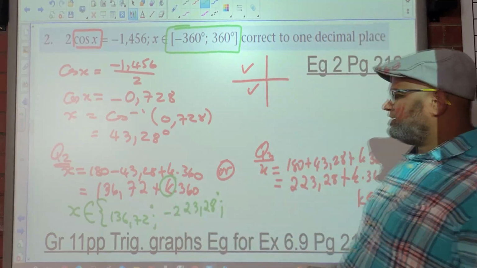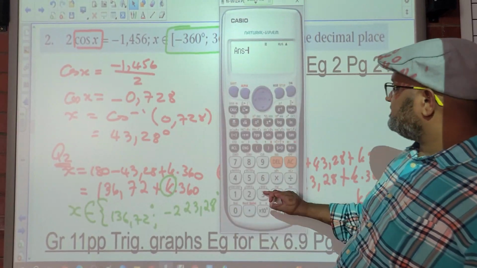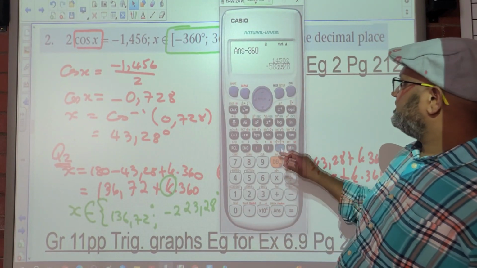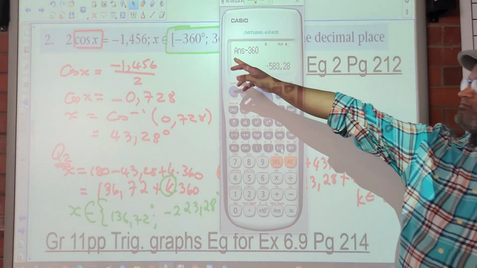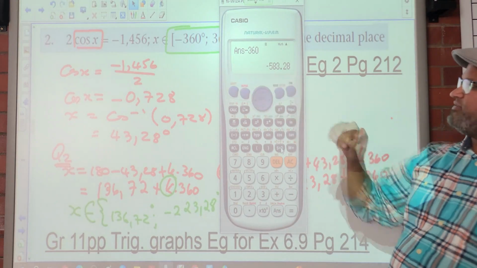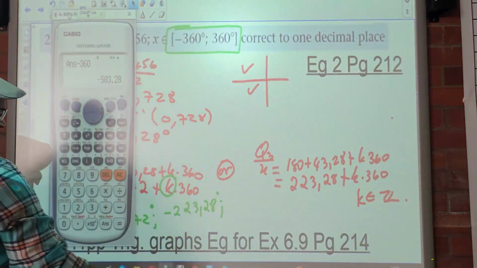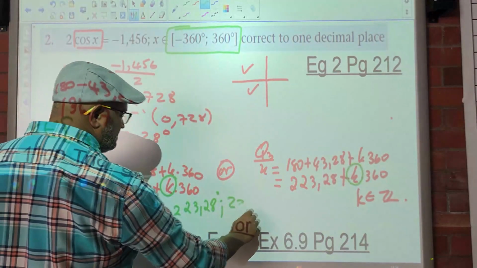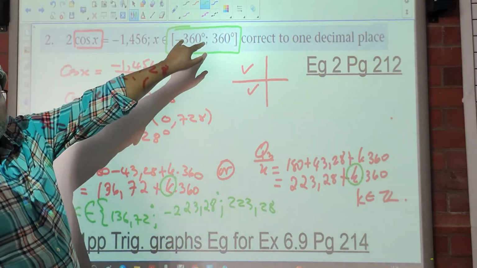I'm going to put negative 2 in, definitely is going to be outside, which is negative 583,728. It's far below negative 360. On the other side, we put 0 through here. Of course, it's going to give you 223,28, which is within that given value there, the restricted domain.